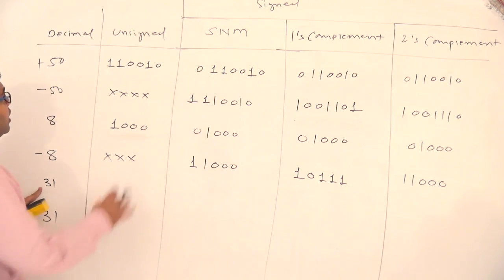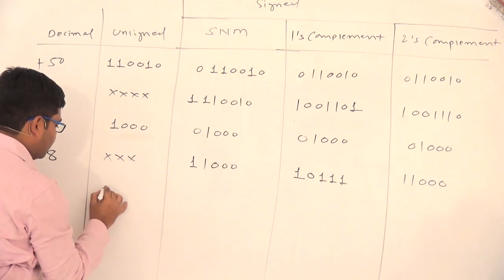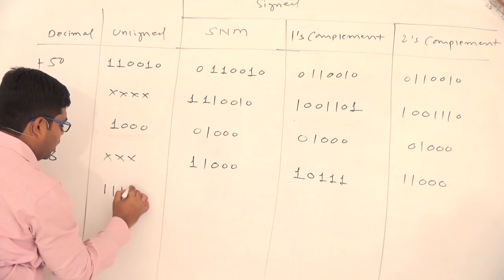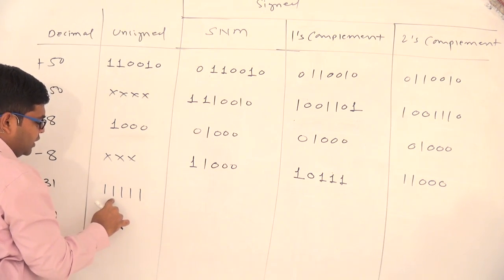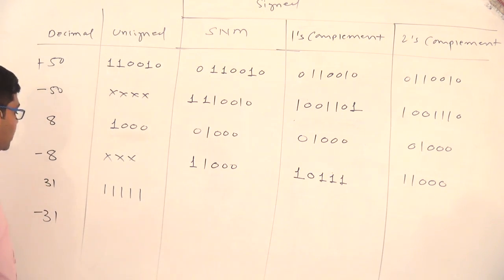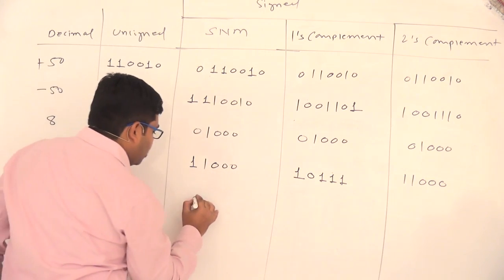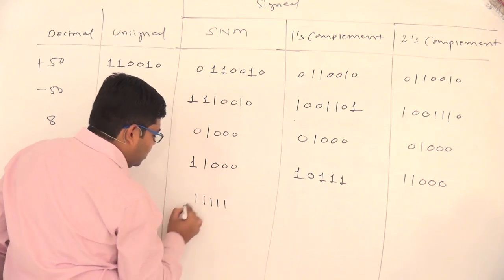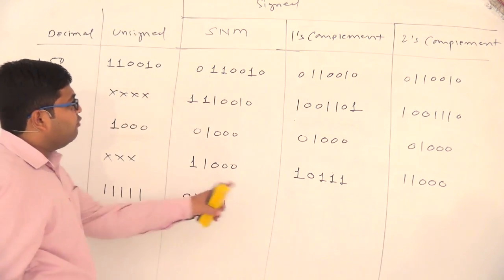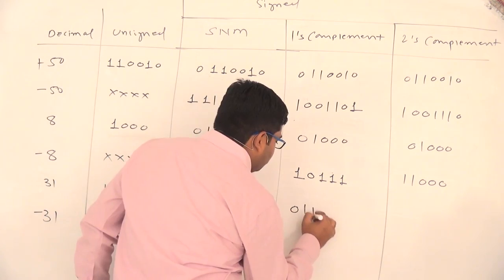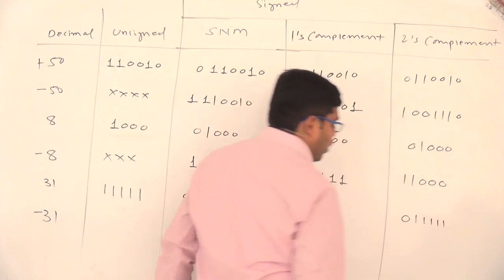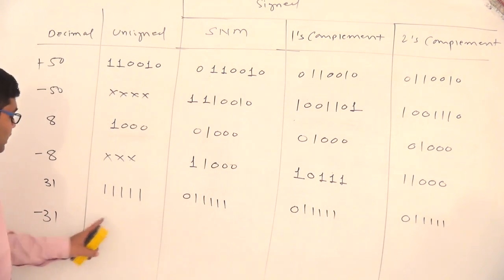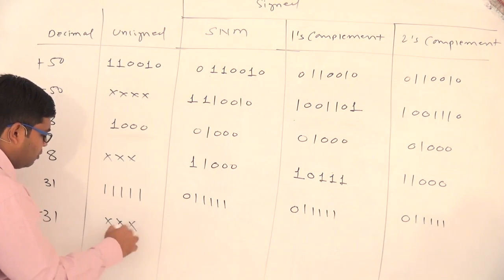Now 31 in unsigned representation will be represented by 1, 1, 1, 1, 1. 1 plus 2, 3 plus 4, 7 plus 8, 15 plus 16 will be equal to 31. In sign and magnitude, the magnitude will be 31 and the sign will be plus. Same will be 1's complement 0 1 1 1 1 1 and same will be 2's complement 0 1 1 1 1 1. Now in unsigned representation minus 31 cannot be represented.